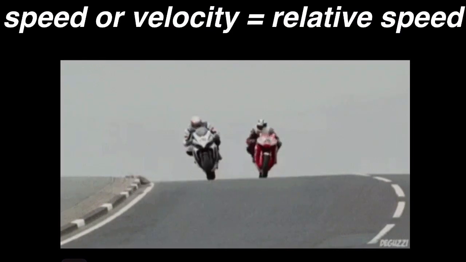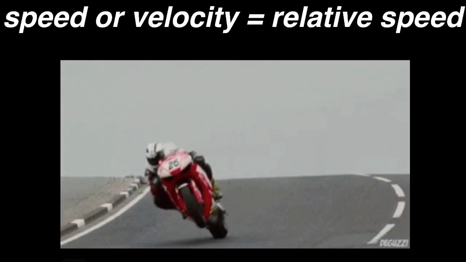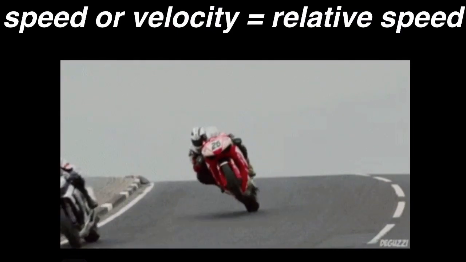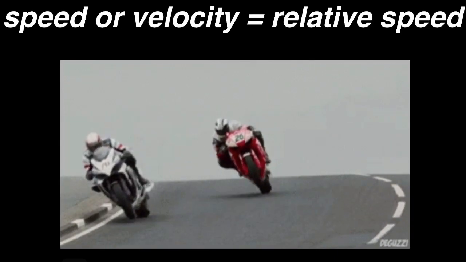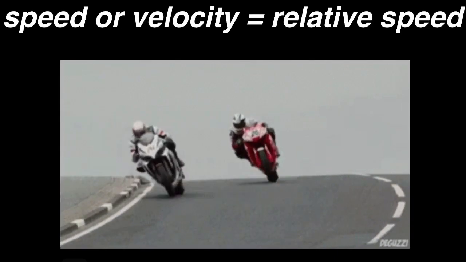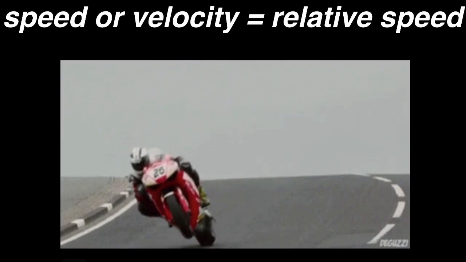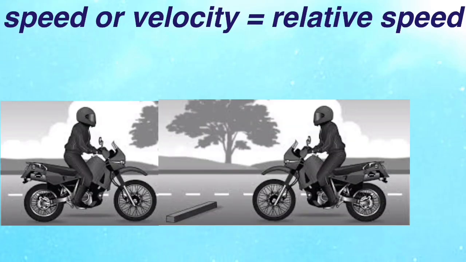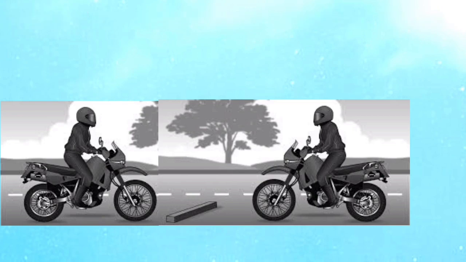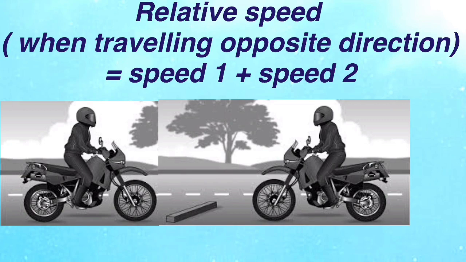For example, while overtaking a bike, even at 80 km per hour speed, you can talk to another rider, but think of it while just crossing in the opposite direction. Next to impossible. So relative speed when traveling in the opposite direction is speed 1 plus speed 2.